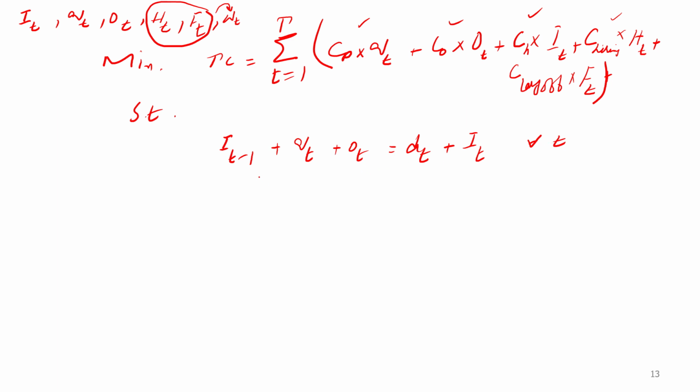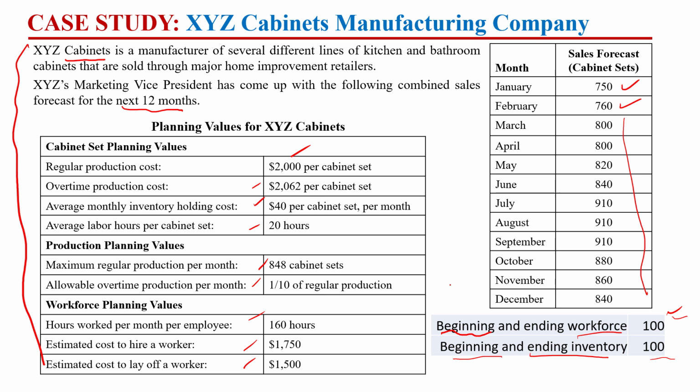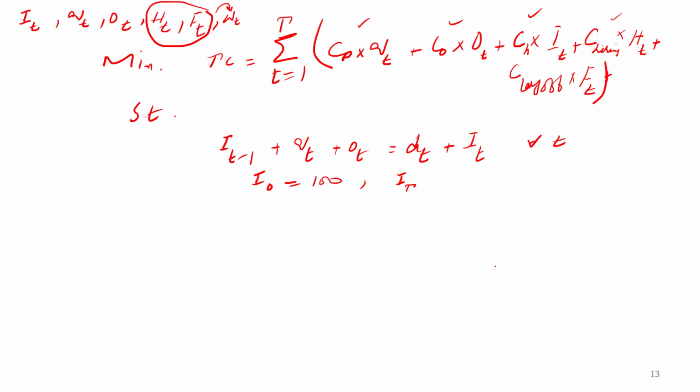In addition to that, in the scenario, they have informed us that the initial inventory is 100. And second, they have mentioned the time period capital T, which is the 12th time period, because they have given us a total of 12. So in the 12th month we must have an inventory of 100, right?